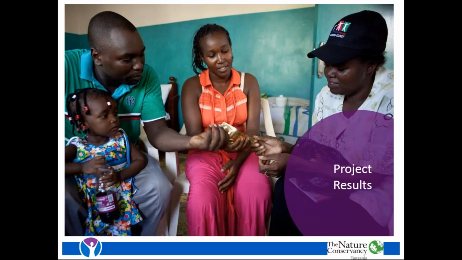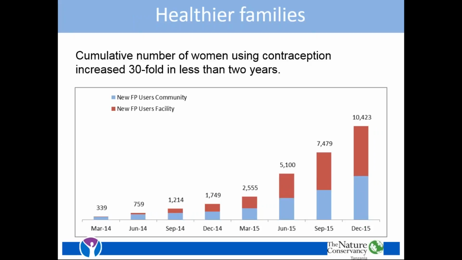So here are some of the project results that we've achieved so far. Next slide, please. This slide shows the increase in the cumulative number of women using contraception in just the past 2 years. We estimate that there are over 31,000 women of reproductive age in the greater Mahale ecosystem. Of these, we have now reached over 10,000 clients, meaning that about 1/3 of women of reproductive age are now using modern contraceptives compared to 17% at baseline. 53% of these women are under 25 years of age.